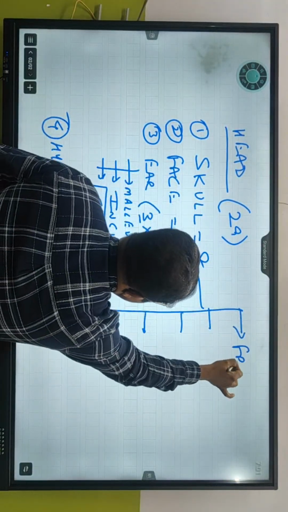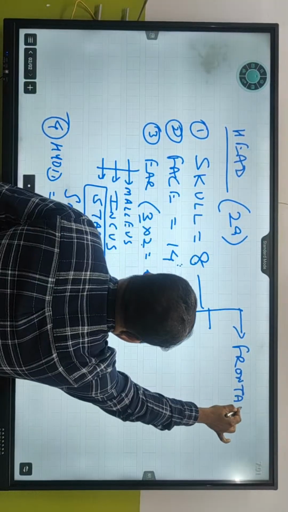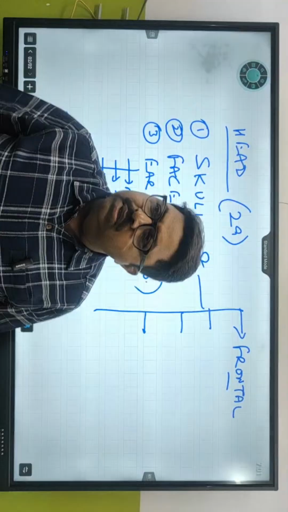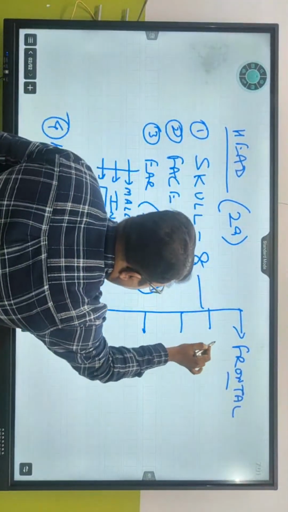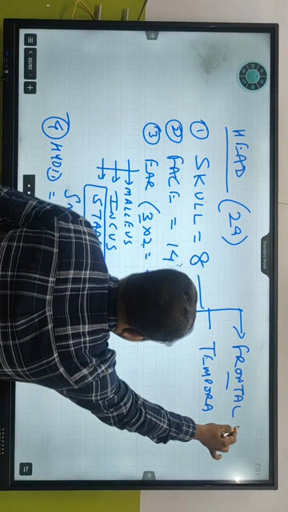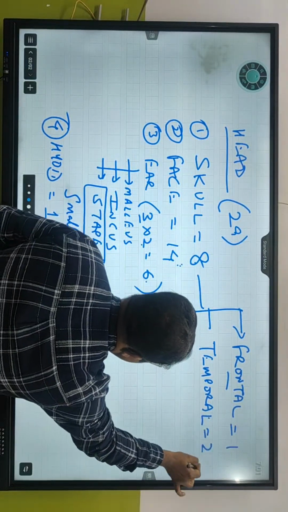The first bone, जिससे आप अगर फुटबॉल खेलते हो तो हेड मारते हो यहाँ से फ्रंटल से. Fine, this bone is the frontal bone. Frontal. And then there is a temporal one. Temporal, 2 है. So frontal 1 है. Only 1 bone. Temporal is 2 bones.